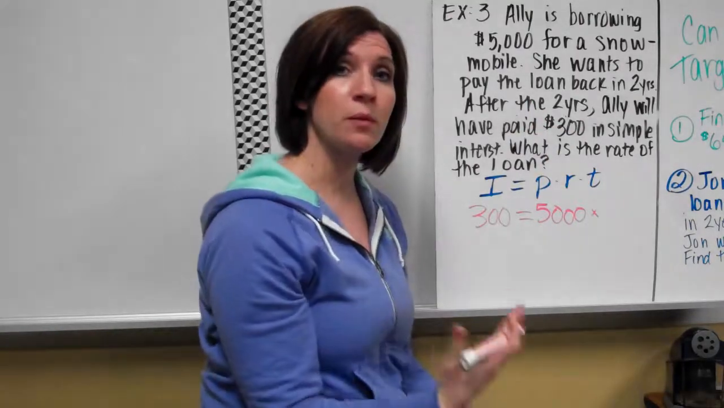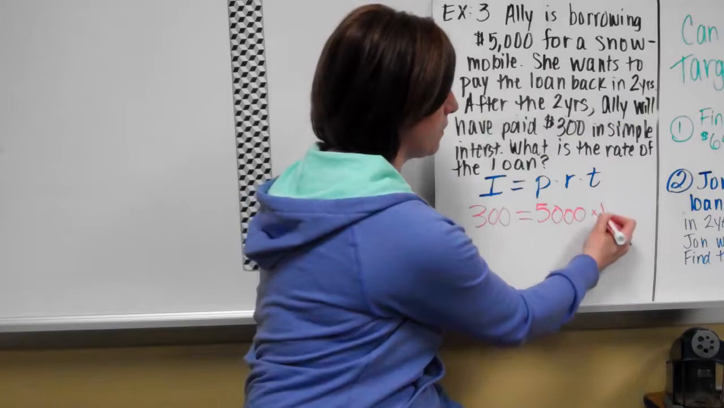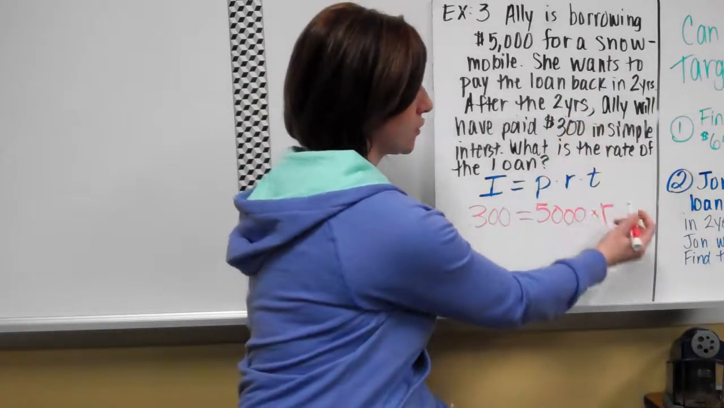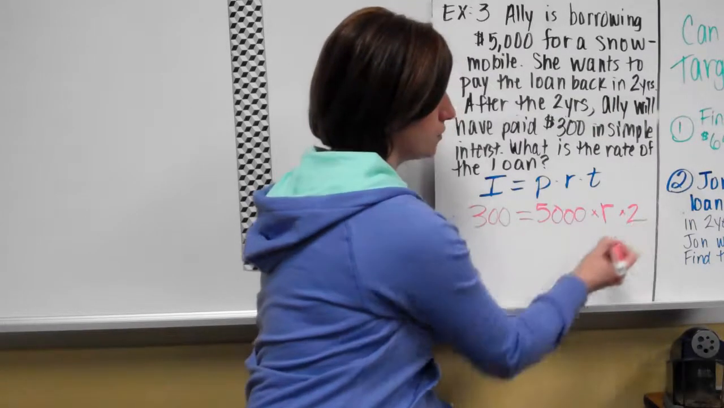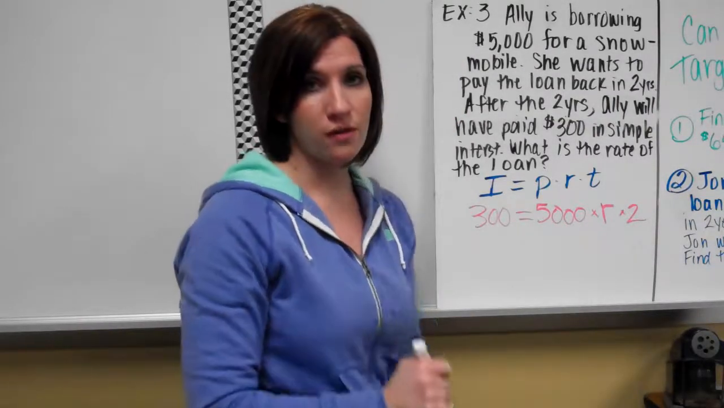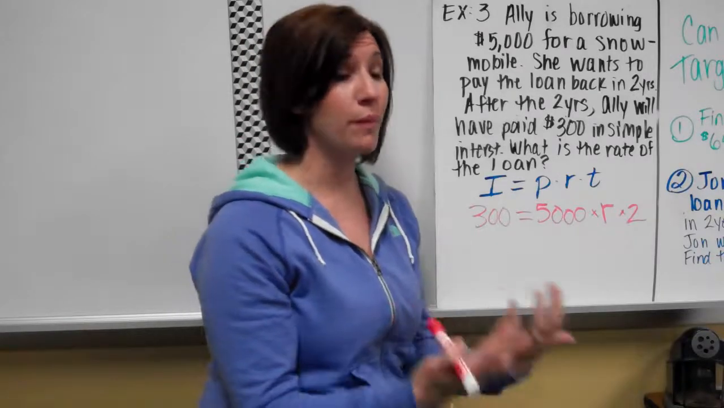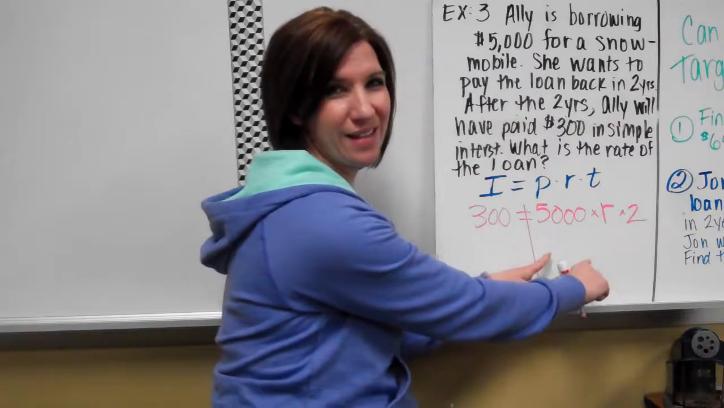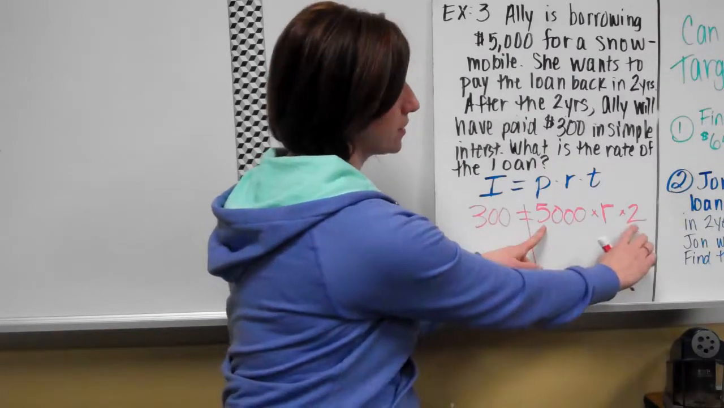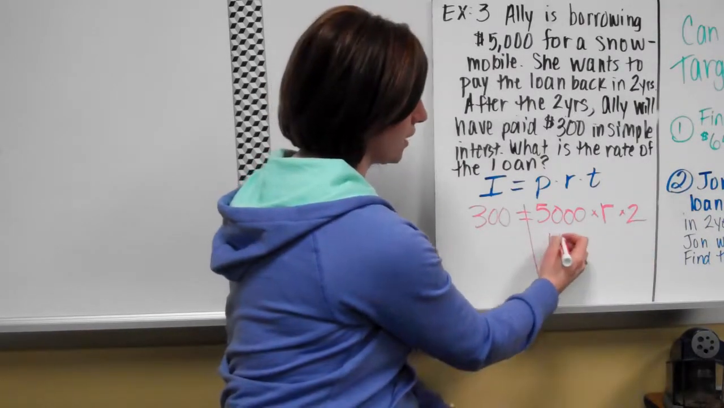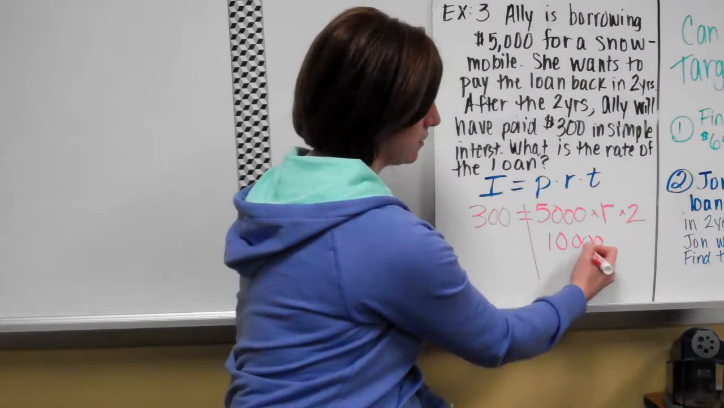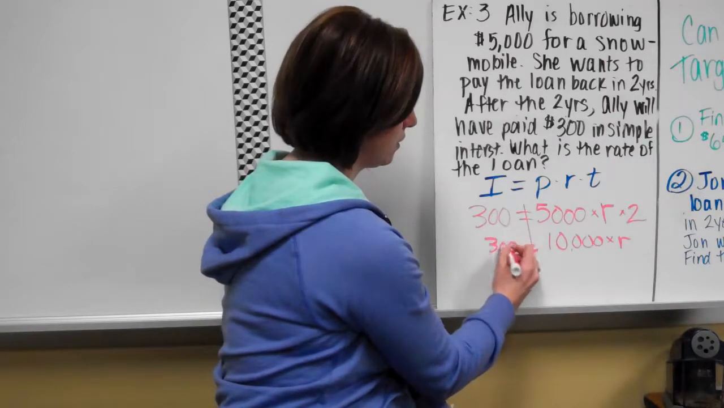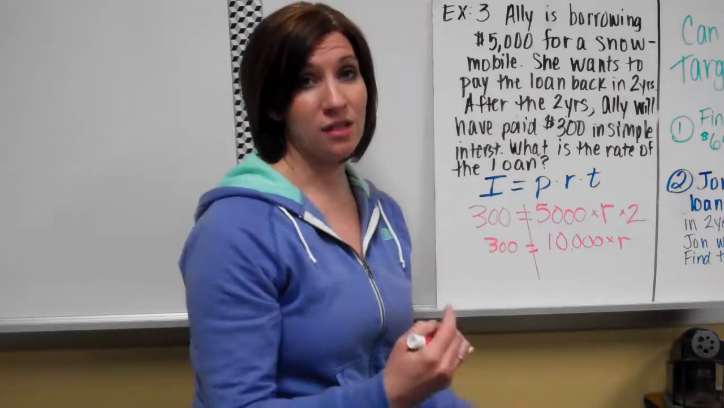We don't know the rate. When we don't know something, we have to use a variable. So I'm just going to keep it as the R. Okay? And then we know the time. It tells us 2 years. So times 2. So now we have an equation to solve. So what we're going to do is kind of work backward. Okay? So you can draw the wall. And we've got to simplify this side. So we're going to take 5,000 times 2, which is actually going to give us 10,000 times R is equal to 300.